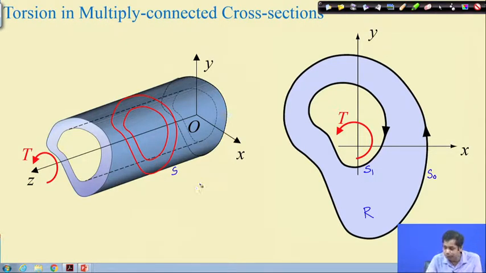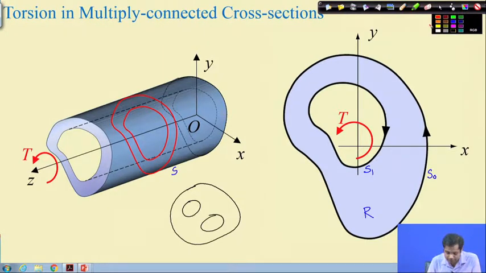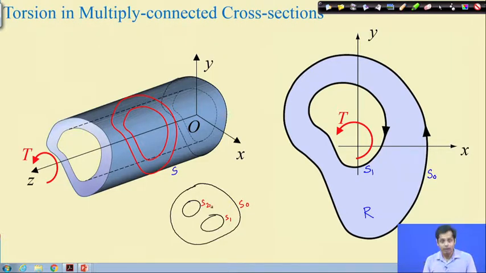Suppose you take a domain which has another hole, then this will be S0, this will be S1, and this will be S2, and so on. If we have k number of loops, then it is denoted as Sk, where k is equal to 1 to n. So, S0 stands for the outer surface, and all the other integer indices stand for the inner loops.